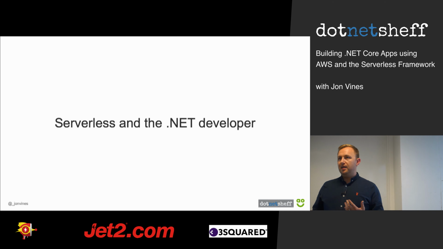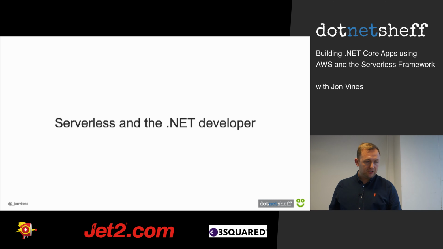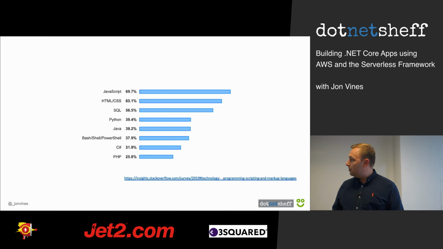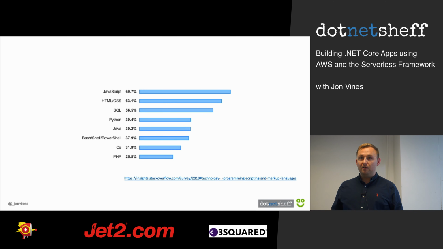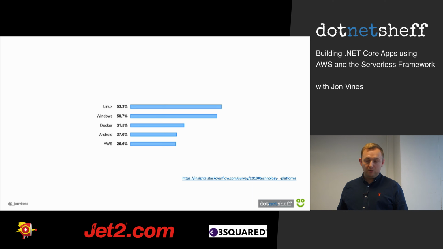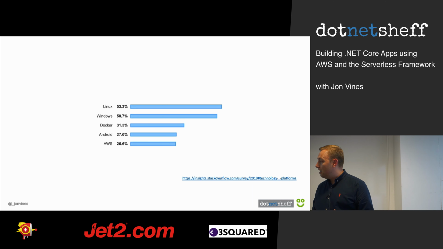So what does that mean for us as .NET developers? I've pulled out some numbers from a number of studies that are around. Firstly, the Stack Overflow Developer Survey. This shows that approximately 30% of the 90,000 respondents code in C#. It also shows that we're developing for Windows and Linux predominantly, with 26% on AWS.